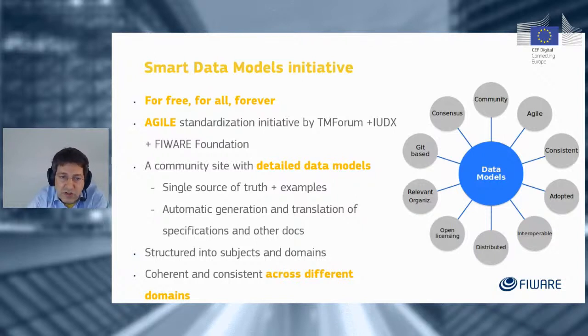All these data models are structured into domains, and these domains refer to industrial sectors, and into subjects. Subjects are groups of data models with a similar topic. And what we do is to keep the coherence and the consistency across the different domains, so that temperature, as Jason mentioned, means the same and is the same type of data here in the weather domain or there in the environment. Okay, we can skip to the next.